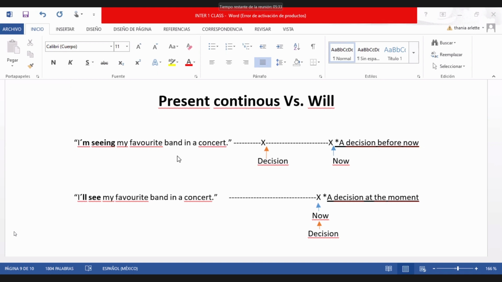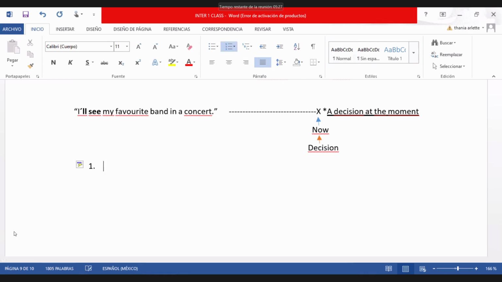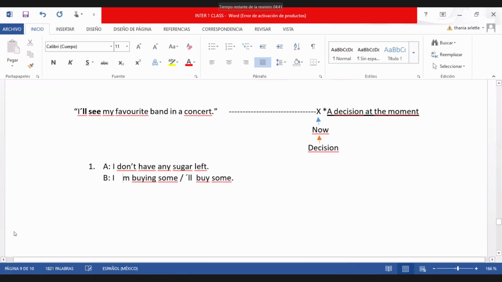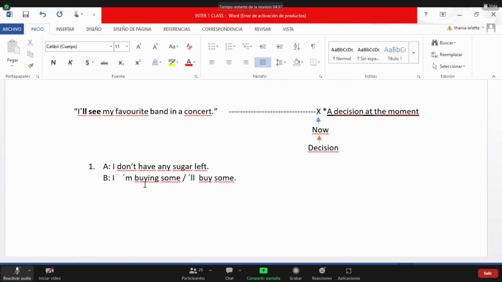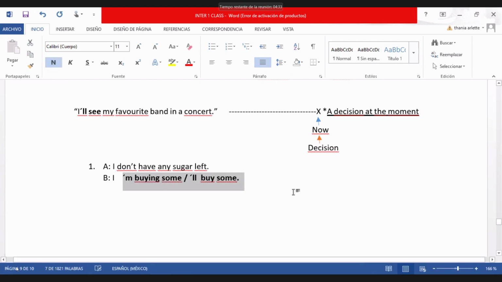Okay, let's see. This is example number one, and we are going to put a mini conversation in which person A says, "I don't have any sugar left." And person B can say, I am going to give you two options. The first one, I'm buying some, and the other option is, I'll buy some. So, guys, what is the correct option? I'm buying some or I'll buy some?